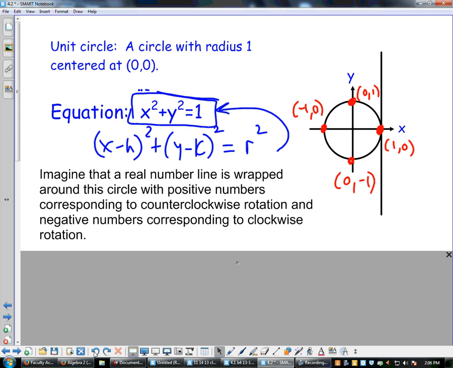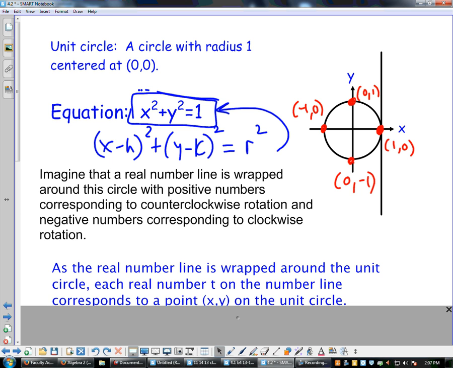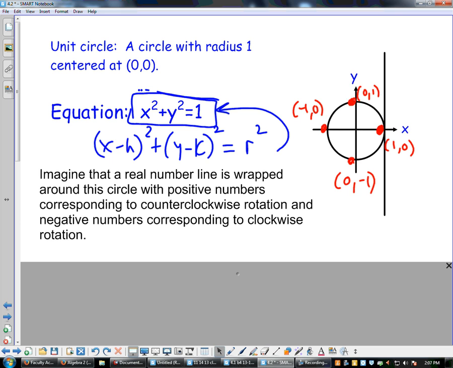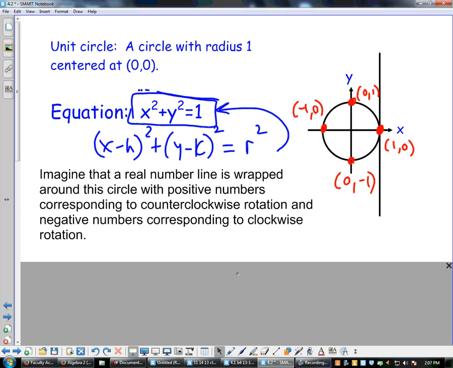Now, imagine that a real number line is wrapped around this circle with positive numbers corresponding to counterclockwise rotation and negative numbers corresponding to clockwise rotation. So picture this as the real number line that we're talking about. For example, 1 might be right here, 2 might be right here, 3, you with me? And over here, negative 1, negative 2, negative 3, and so on.